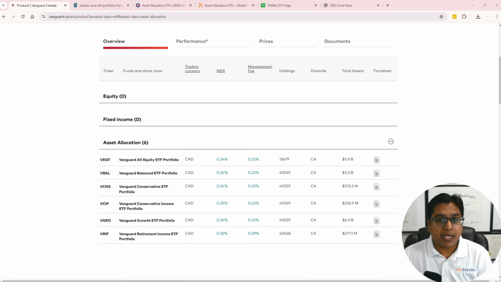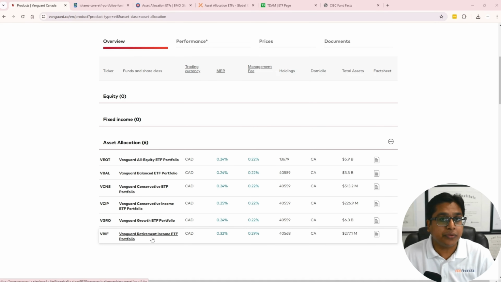Now, the first asset allocation ETF that we are going to review is from Vanguard. If you go to Vanguard's website and search for asset allocation ETF, they'll give you a list of 6 different types of asset allocation ETF that you can buy. Basically, each of these ETFs is for different types of investors. VEQT, which is the 100% equity portfolio, has no bonds in it, meaning it's all invested in stocks. If you go down a little bit, you will see there is a balanced ETF, a conservative ETF, a conservative income ETF, a growth ETF, and a retirement income ETF.